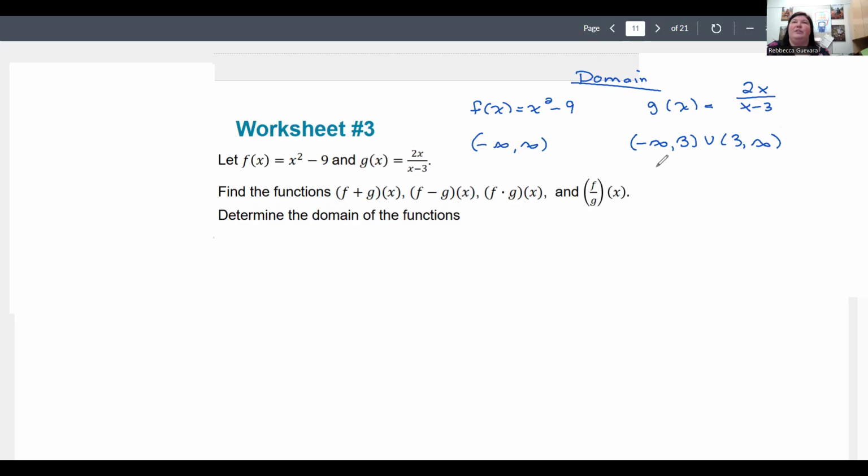So the only thing we're doing is we just skip over 3. Remember, for this one, 3 is not included. If it was a radical, we might include a 3. So if I have the function f plus g of x, remember if I find this one, I have the next two. So this is just going to be x squared minus 9 plus 2x over x minus 3. And unfortunately, this one doesn't really simplify any further.